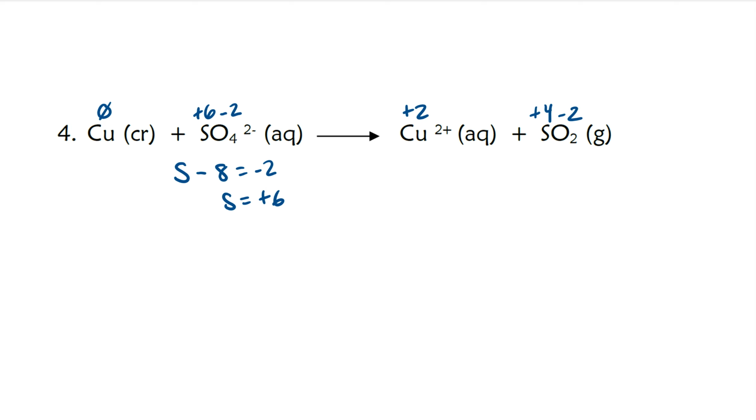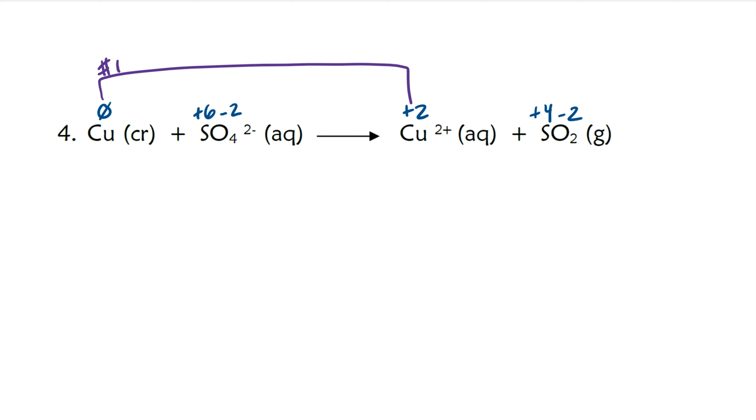Step number 2, identify what is oxidized. So for oxidation, that means losing electrons. The oxidation number is increasing. So I'm examining all of my elements and seeing how their oxidation numbers have changed from reactant to product side. And I notice here that, hey, the copper went from a 0 up to a +2. That is an increase in the number. That's your oxidation half reaction.